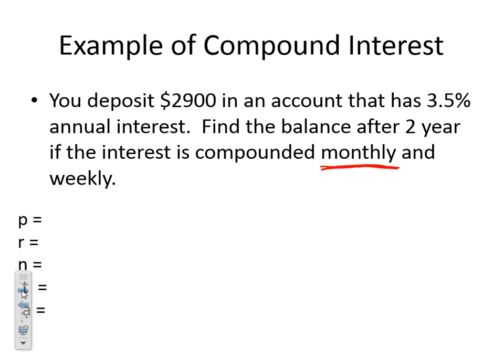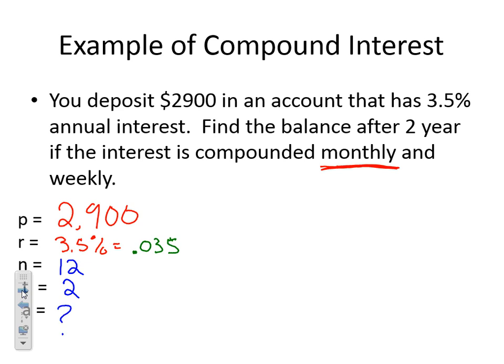P is our initial amount, so that's $2,900. R is our interest rate, which is 3.5%, but we need that just as a decimal, so that's going to be 0.035. Now when we get that, you guys can just divide by 100, okay? N is the number of times compounded yearly. So in this case, we're going to use monthly, so we're going to put 12 in here. The time it's going to be in is 2 years. And A is what our balance is going to be after those 2 years, so that's what we're trying to find.